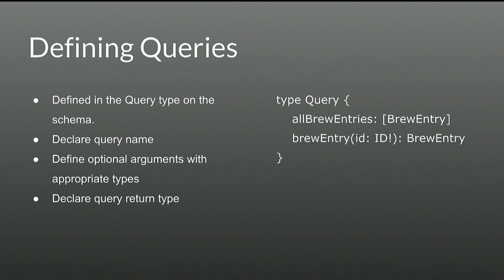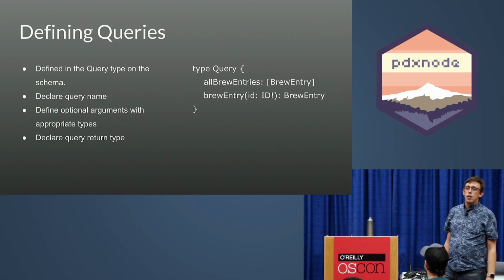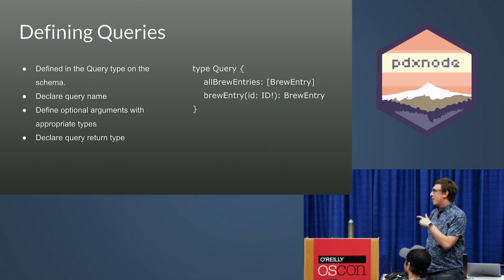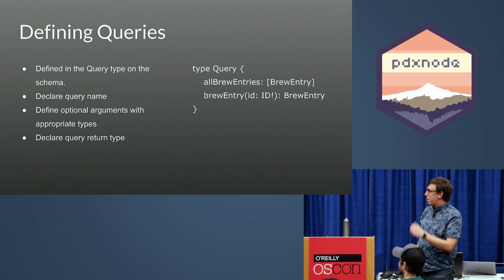And you declare the query name as the key, and then you define what it returns. So here, all brew entries returns an array of type brew entry. So they kind of build up on each other. You can also define optional arguments, again, with the appropriate types. If you're noticing a pattern, types, types, types. Where this comes in handy is with a great tool that ships with it called GraphiQL and the built-in documentation. And you'll see why this is so amazing in a little bit.